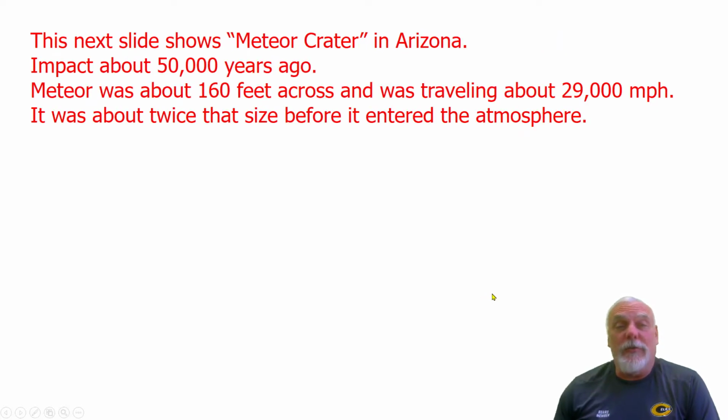This next slide shows Meteor Crater in Arizona. Sometimes it's known as Barringer Crater. Impact was about 50,000 years ago, is the estimate. And this meteor was about 160 feet across and was traveling about 29,000 miles per hour upon impact. It was about twice that size before it entered the atmosphere.